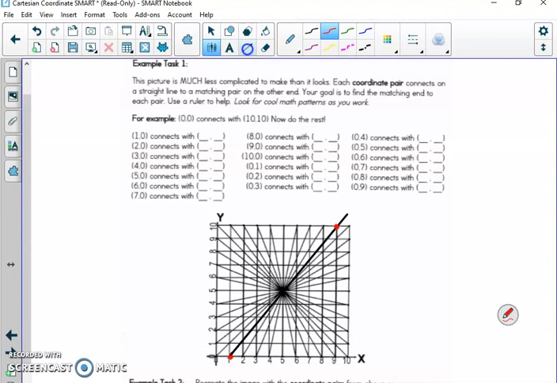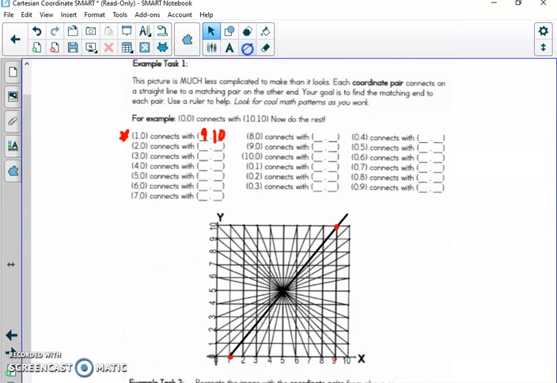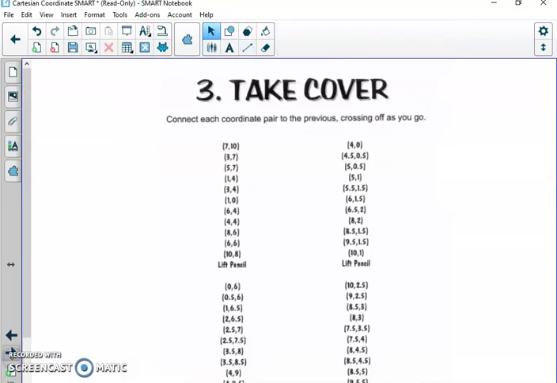And so when it says, where does 1, 0 connect to, I'm going to look, and I ran over 9 and I jumped up 10. So 1, 0 connects to 9, 10. Pretty straightforward. All right. From here, there's 5 different big questions in your book.